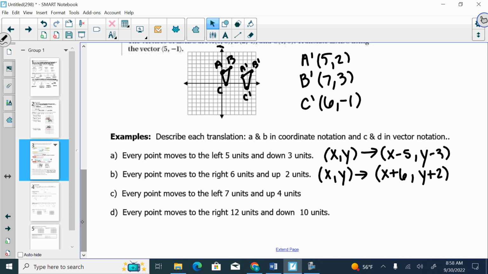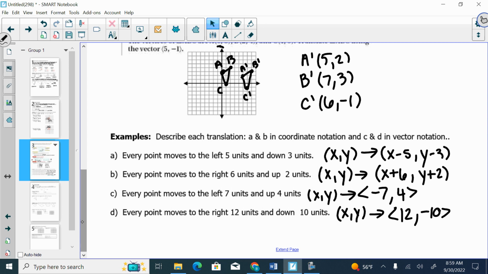All right, and then on these last two here, C and D, they said we're going to put these ones in vector notation. So remember in the vectors, they don't put the x and y in there, and they use this symbol instead of a parenthesis. Okay, so it says that we move left 7. What would left mean? So I'm going to put a -7, and up 4 would mean a +4. All right, for D, 12 units to the right would mean +12, and 10 units down would mean, very good.